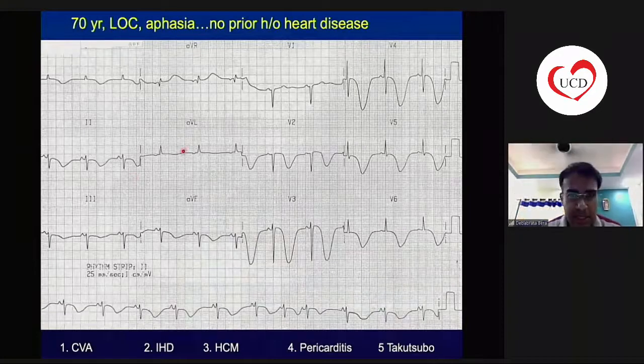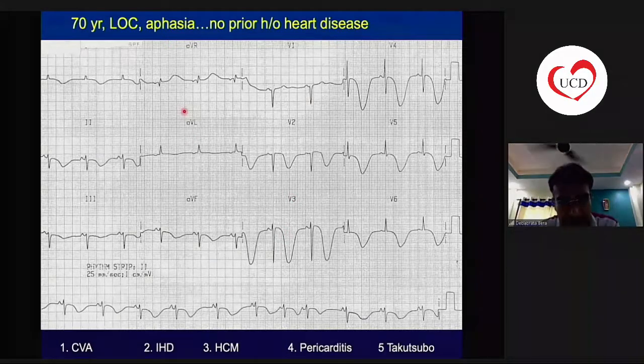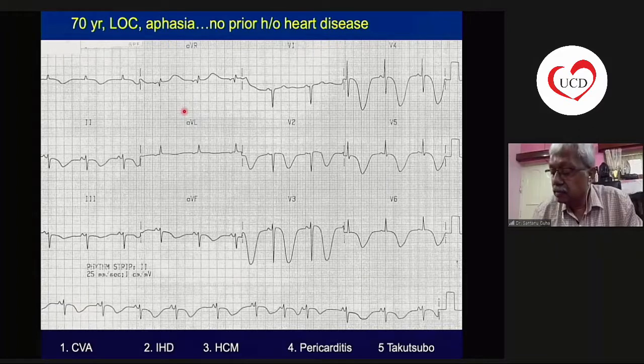This is an ECG. I'll just finish with this ECG. It shows a patient who had a sudden headache and loss of consciousness followed by aphasia, and he was diagnosed to have a subarachnoid hemorrhage.